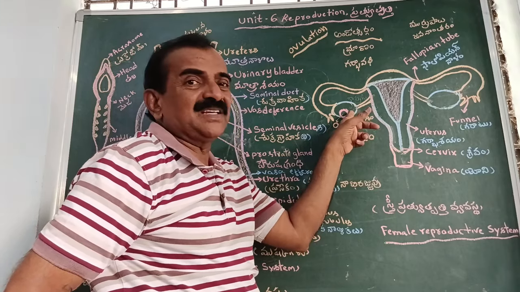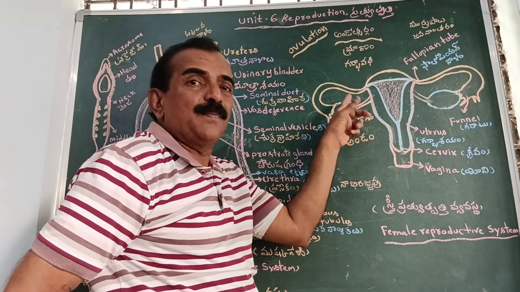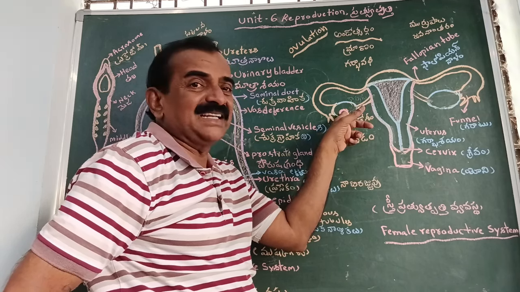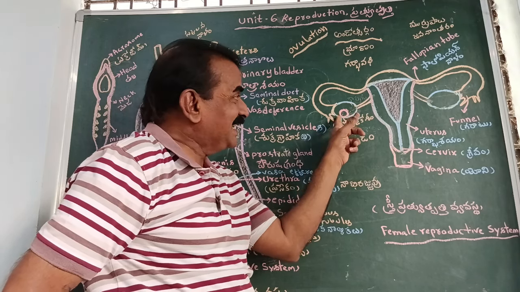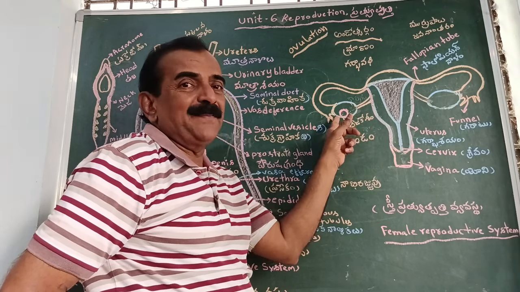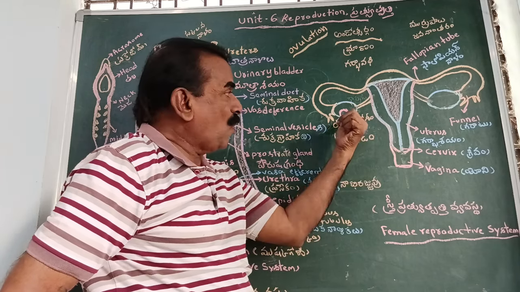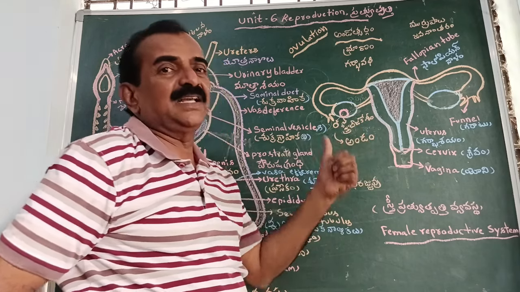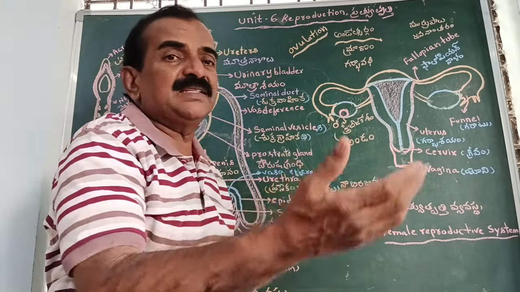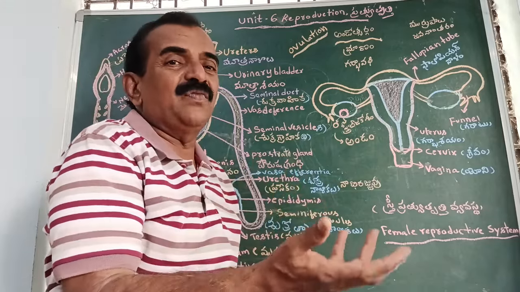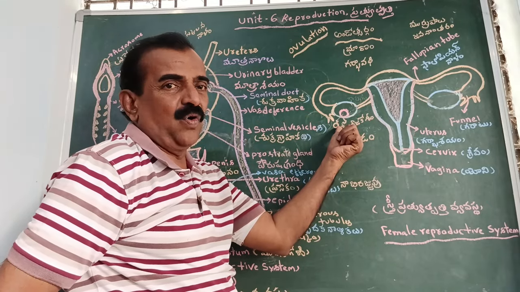In the presence of estrogen hormone, the graafian follicle undergoes maturation. In the center of the graafian follicle, the ovum is present. This graafian follicle reaches the outer part of the ovary, and it releases the ovum into the abdomen. That is called ovulation. What is ovulation? The release of the ovum from the ovarian follicle is called ovulation. And this applies to the ovum or egg.